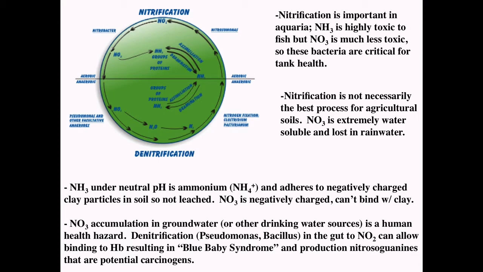Now, most of the times when you hear the term blue baby syndrome, that usually refers to some type of congenital heart abnormality that occurred during embryogenesis. But another cause of blue baby syndrome is the inability to get enough oxygen, so the child develops a bluish color. I forget the exact term. But the other potential major problem with this is it potentially promotes colon cancer, because nitrites can be broken down into nitrosoguanines, which are known to be intestinal carcinogens. So it's important that nitrates not get into soil, not get into our drinking water very easily.